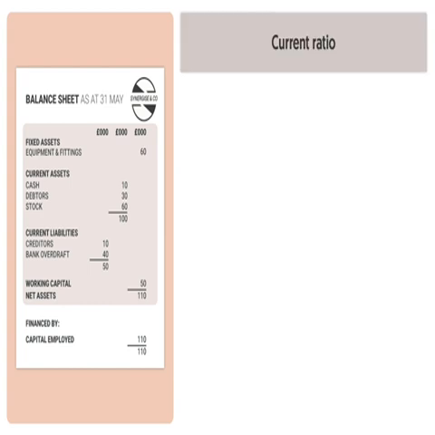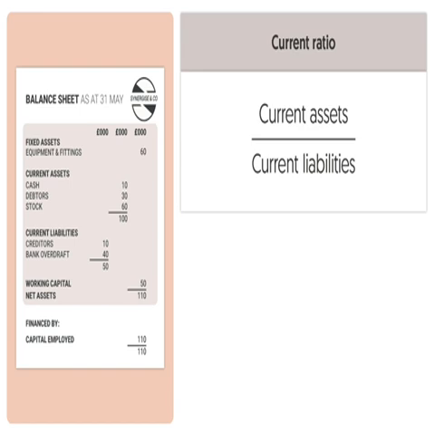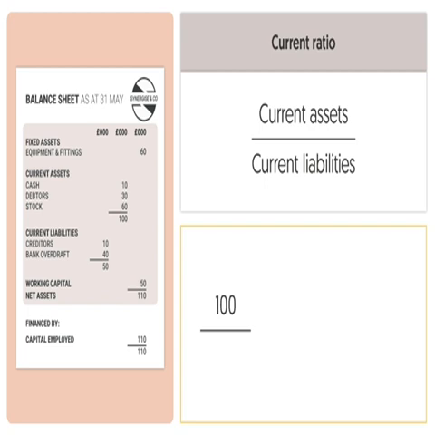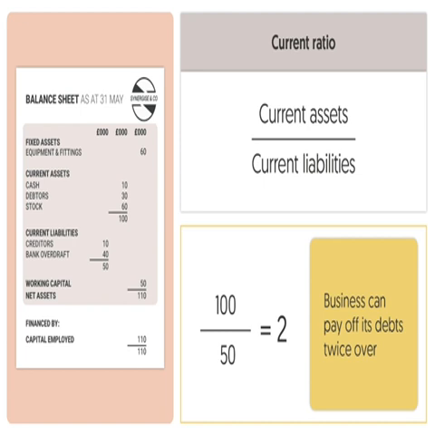One of the most important is the current ratio. You take your current assets and divide by current liabilities. For example, a business might have £100 worth of current assets. This is something that can be sold to get an income. But they might have £50 worth of current liabilities. This is something they need to pay, like a loan, in other words, debt. 100 divided by 50 gives an answer of 2. This means the business can pay off its debts twice over.